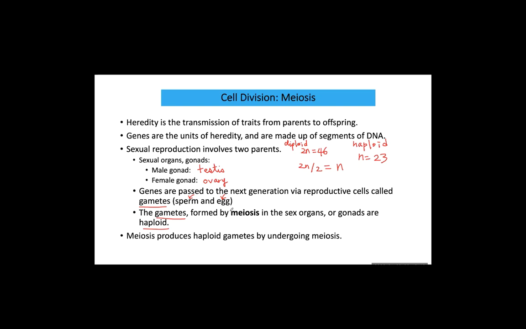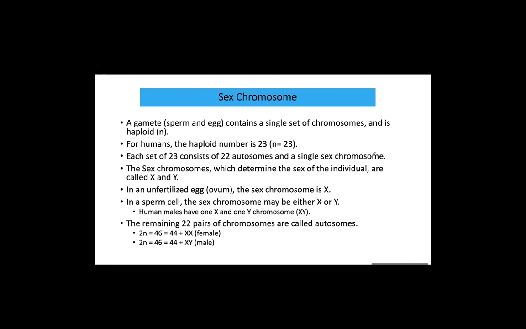Except for sperm and egg, the rest of your body has 46 chromosomes in each cell. So be familiar with the meaning of haploid and also diploid. From mitosis, cells continue to maintain diploid, but from meiosis, the chromosome number is reduced in half to form haploid. So again, gametes, sperm and egg, contain a single set of chromosomes. We call that haploid. For humans, the haploid number is n equals 23. Each set of 23 consists of 22 autosomes and a single sex chromosome.